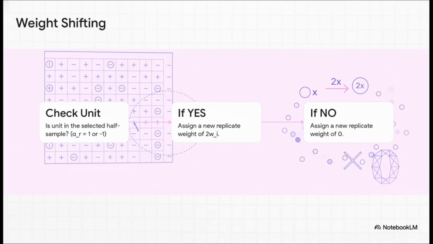Instead, we use something called weight shifting. For a given replicate, if an observation unit happens to be in the selected half sample, meaning its alpha value from that matrix was chosen, we just assign it a new replicate weight of exactly 2 times its original weight, 2 times W sub I. If it wasn't selected, its new weight is simply 0. We're just mathematically shifting the weight of the discarded unit straight onto the surviving unit in that stratum. You just pass these new weight columns directly into your software, and boom, it computes the half sample estimates effortlessly.